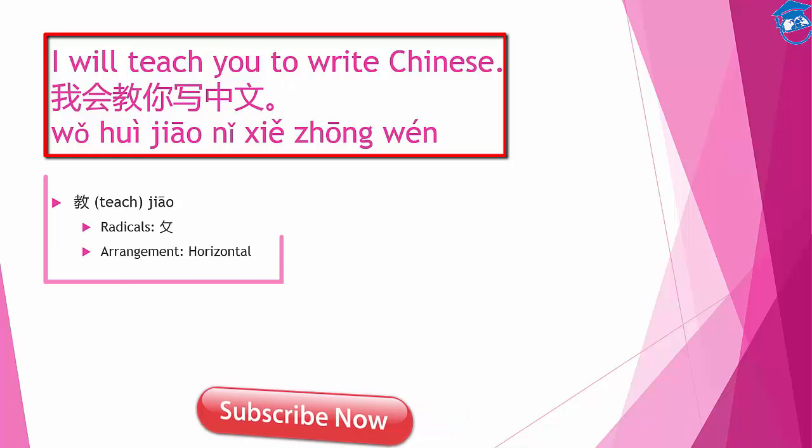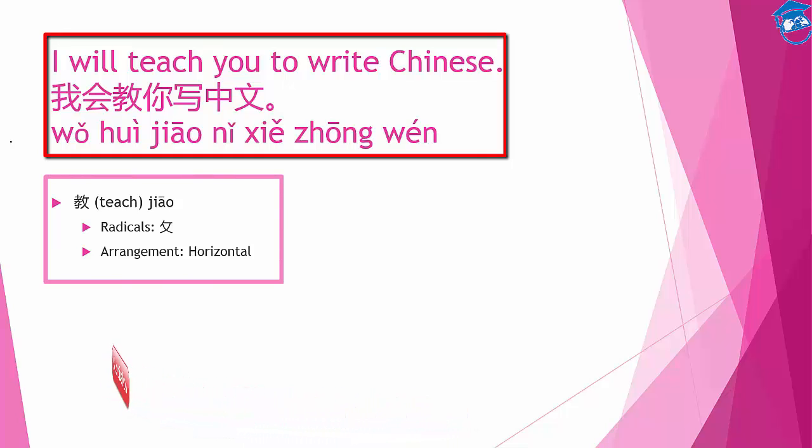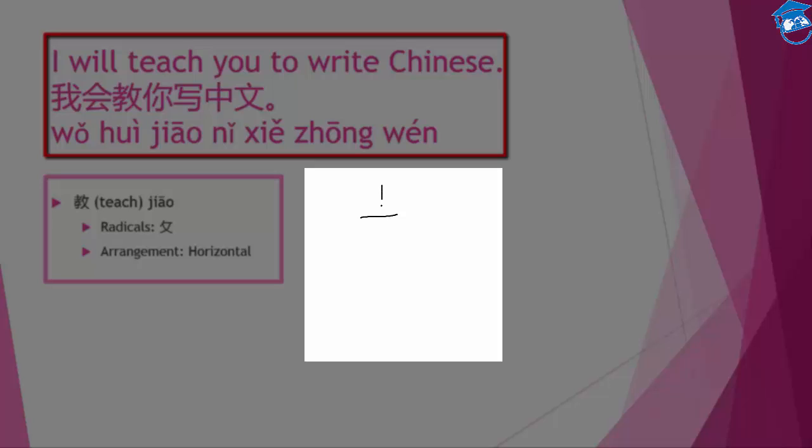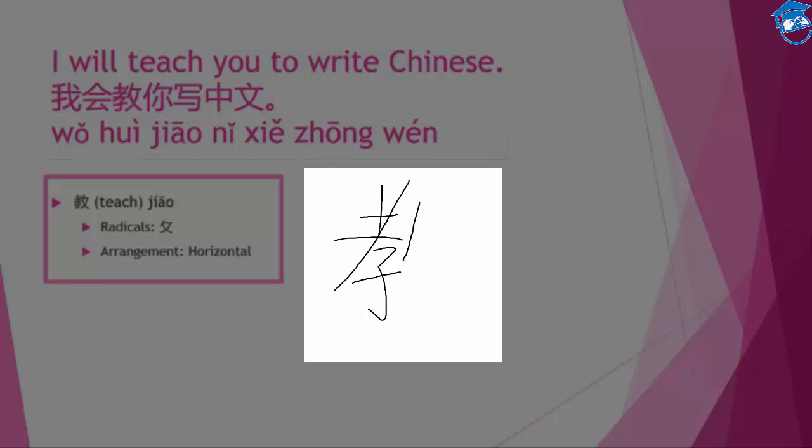Teach in Mandarin is jiāo. This is the pinyin, and the radical is what's on the right, so the arrangement is horizontal. This is how I write 教, which means teach. 1 2 3 4 5 6 7 8 9 10 11. This is 教.